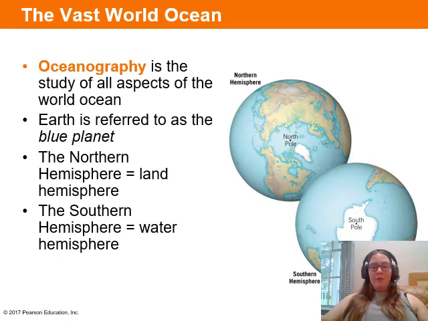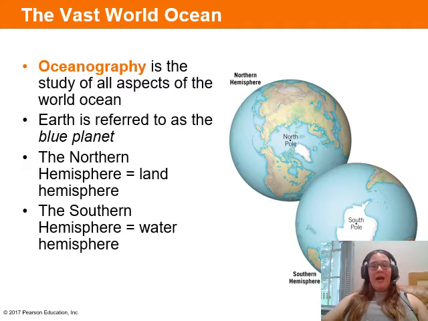But when it comes to our planet, Earth is really unique, and it's known as the blue planet. And this is because so much of the surface of our planet is covered in water. Just under three-quarters of all of our planet is submerged in this salty water that we call our oceans.